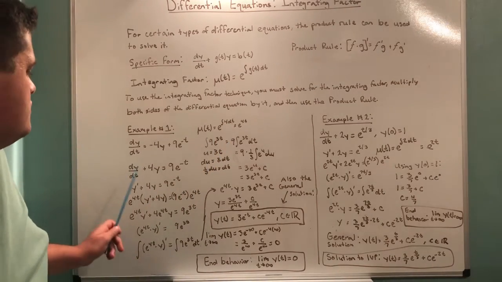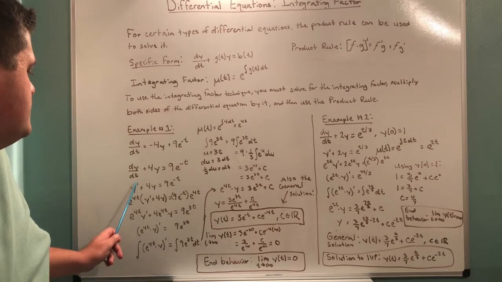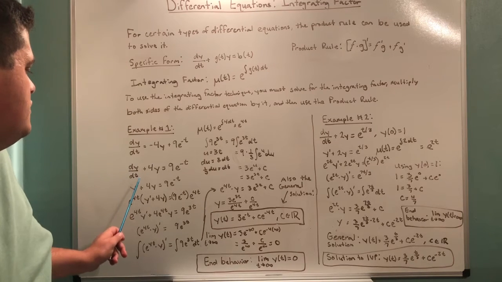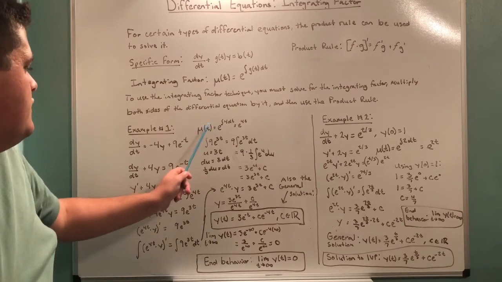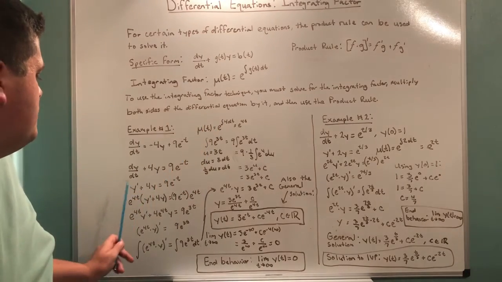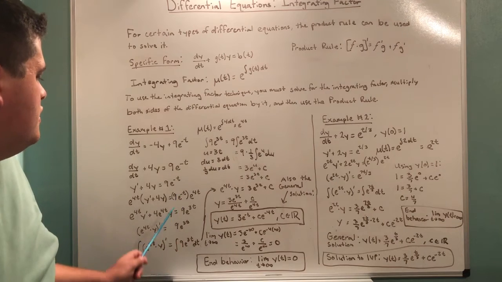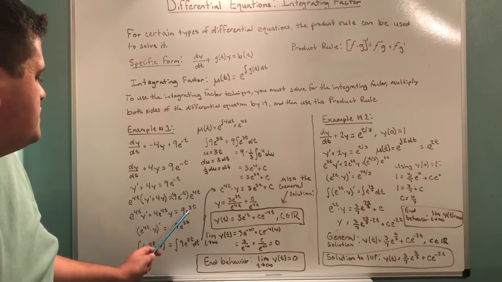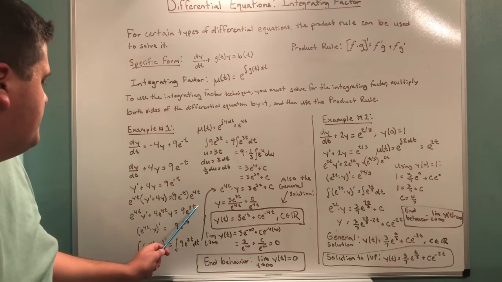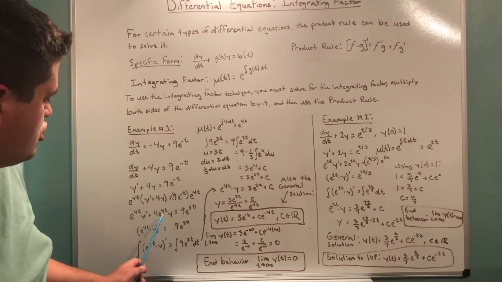Now I chose to write this as y prime, because this is the first derivative, which is also dy over dt. So now we have the integrating factor. We can multiply both sides of the equation by it. Because these both have a base of e, we can add their exponents and get 9e to the 3t. Now for this, we distribute to each term.